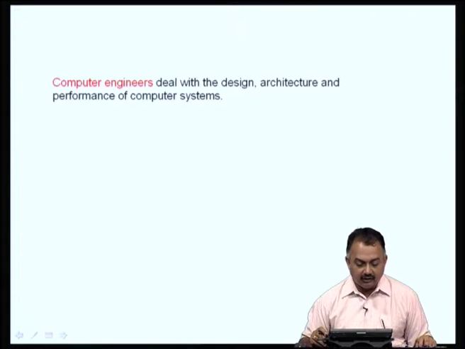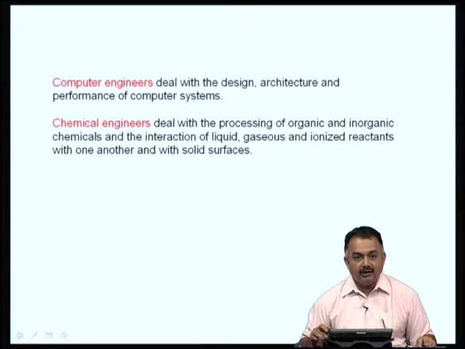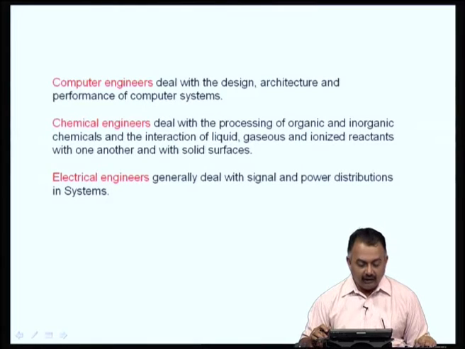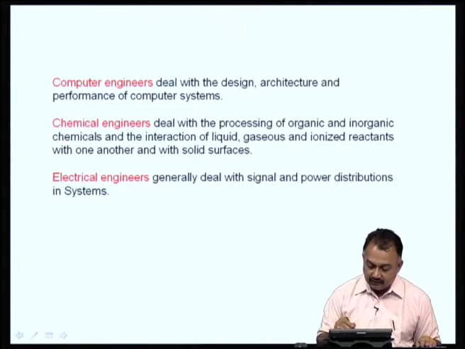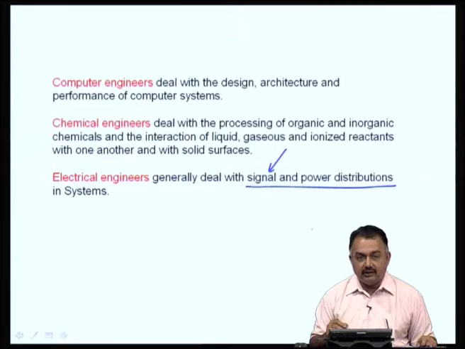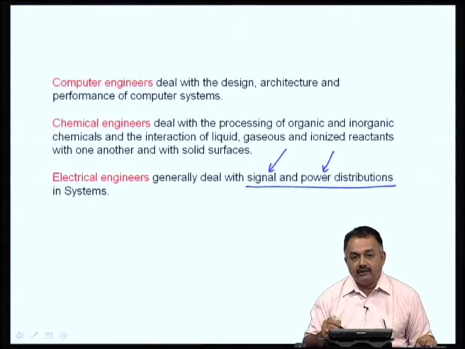Computer engineers, of course, are important in building the architecture of microprocessors and other active devices, and they are also important in the performance and reliability of computer systems. Chemical engineers deal with the processing of organic and inorganic chemicals and the interaction of liquid, gaseous and ionized reactants with one another and with solid surfaces. Electrical engineers deal with signal and power distribution in systems. When we looked at the definition of packaging, I emphasized signal distribution and power distribution efficiently in a package, in a system.